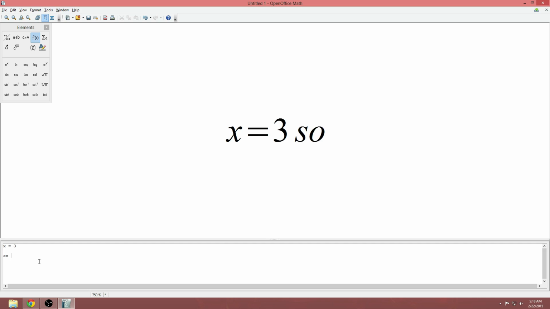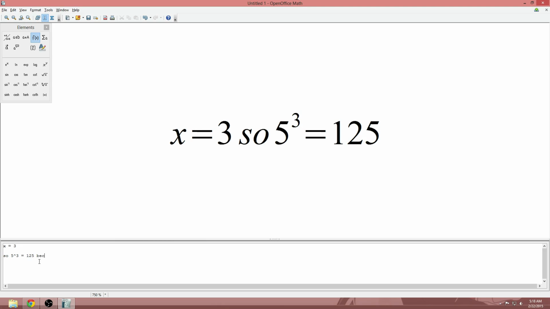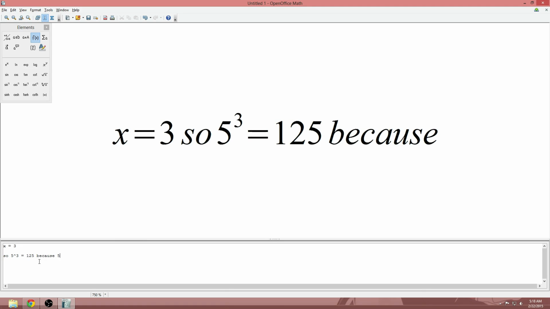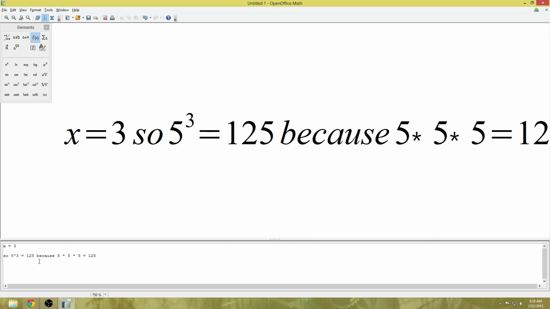So let's say 5 to the third is equal to 125, because 5 times 5 times 5 is equal to 125.